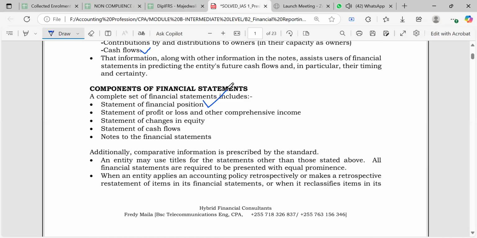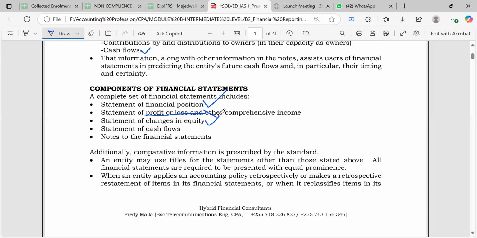The term statement of financial position, right? And then the statement of profit or loss and other comprehensive income, or you can just say statement of comprehensive income. You omit the word other, and then you say statement of what? Comprehensive income. Because even profit or loss is a comprehensive income too. That's why you say profit or loss and the other comprehensive what? Income. Then statement of changes in equity.